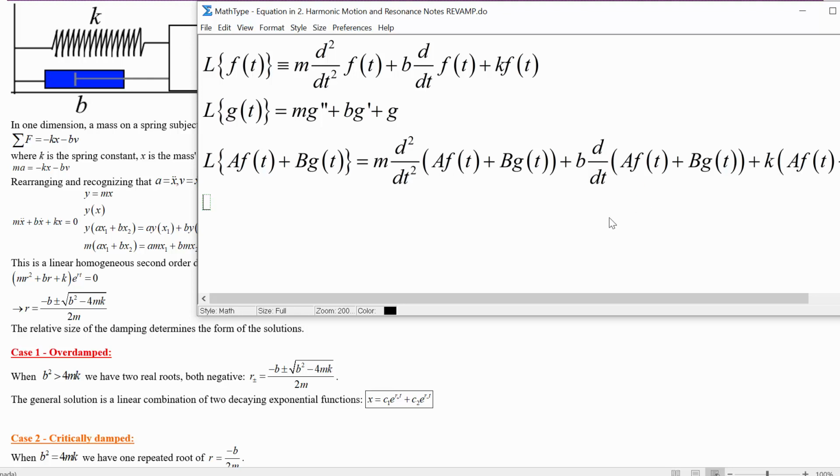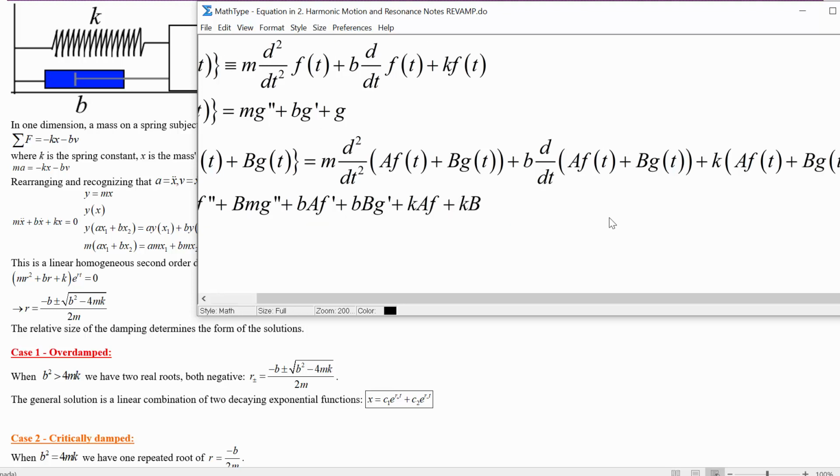So this means we're going to have a times m f double prime. Okay, let's not jump too far ahead. So a m f double prime plus b times m g double prime plus b times a f prime plus b times b g prime plus k times a f plus k times b g.